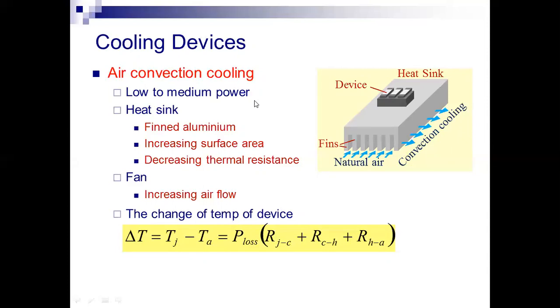Low to medium power, finned aluminum, increases surface area and decreases thermal resistance, using the airflow of natural air. If you use a fan, a small fan for cooling purposes, the percentage of cooling of the device is increased. Therefore, the temperature of the device can be reduced. Here, the change of temperature of the device can be shown. The change in temperature Tj minus Ta is equal to P loss times Rjc plus Rch plus Rha. These are the thermal resistance values.